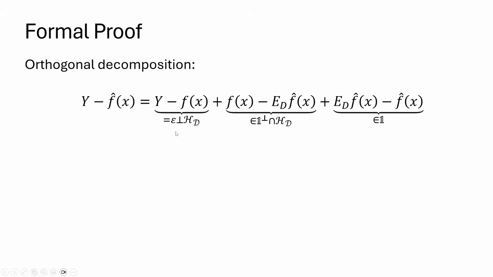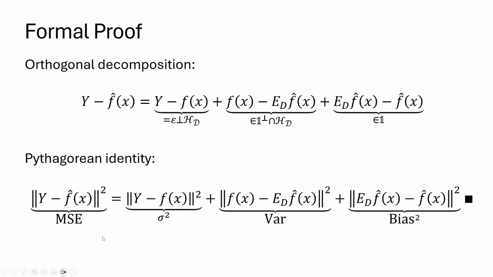The first term, epsilon, that's the irreducible error, is perpendicular to H_D. The second component lies in H_D and is orthogonal to the subspace 1. And the last term lies in 1. By the Pythagorean identity, the square norm of the left-hand side is the MSE, and the square norms of the 3 terms on the right-hand side are the irreducible error, sigma squared, the variance, and the bias squared, respectively. And that finishes the proof.